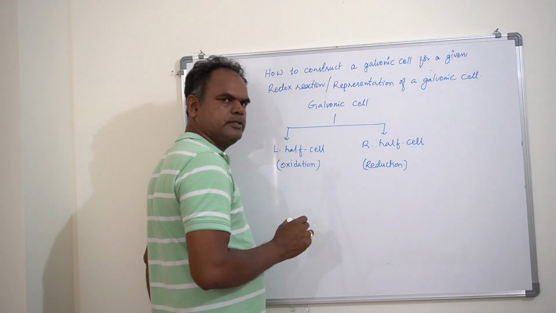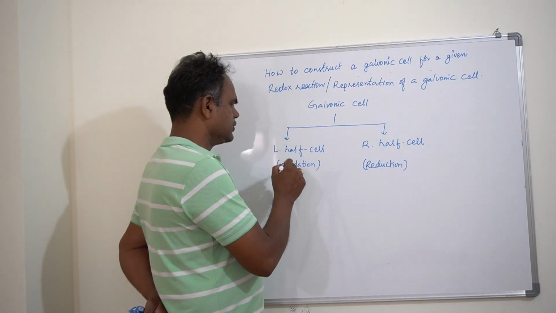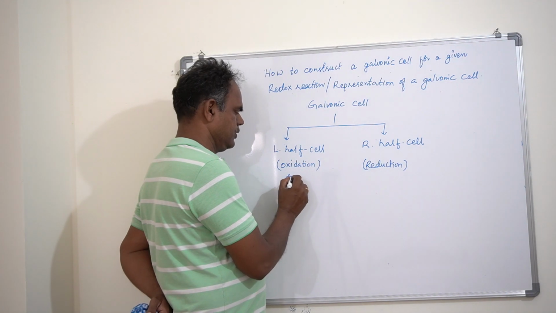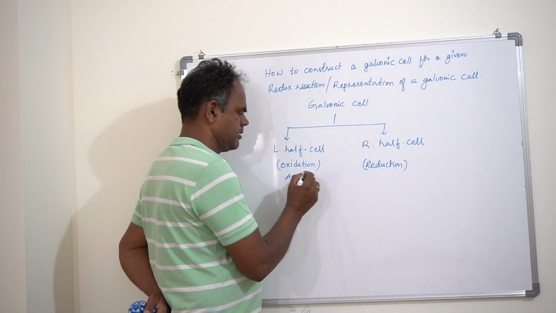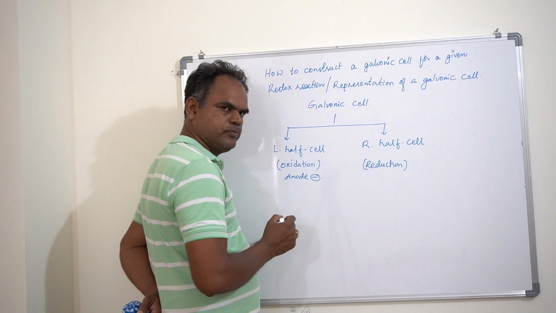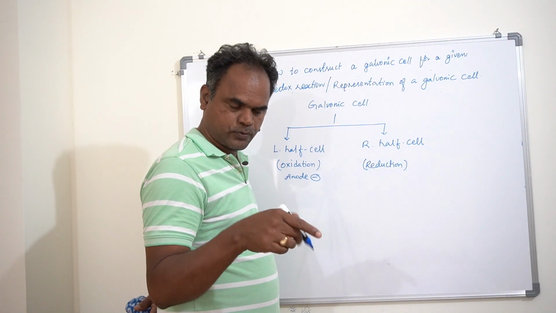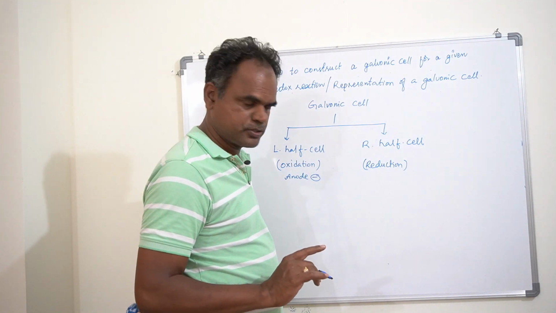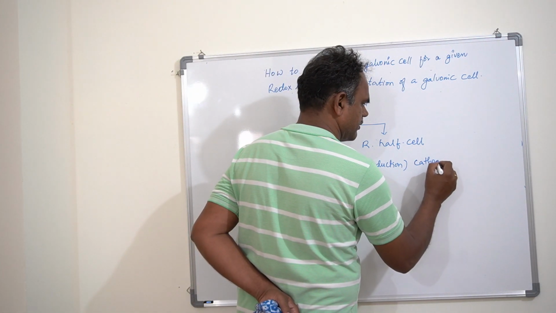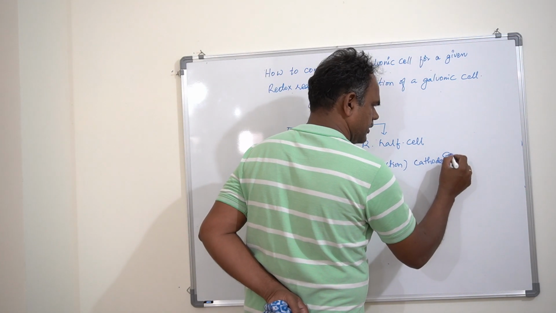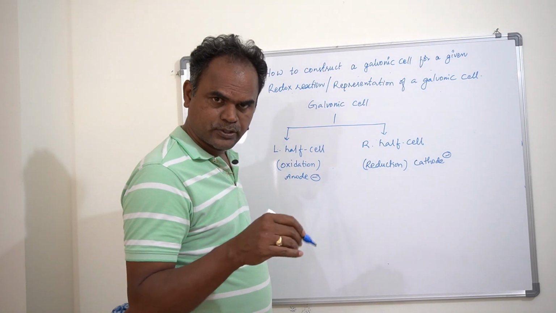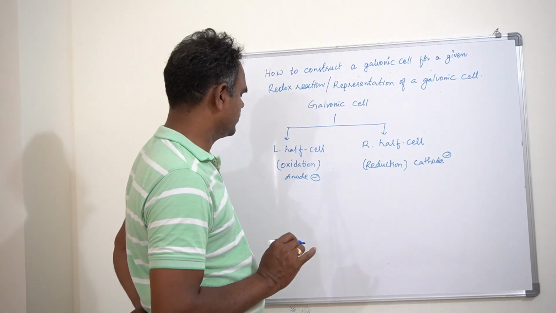The electrode taken in the left half cell is called the anode, whose sign convention is negative for the electrochemical cell. Of course, in an electrolytic cell it is positive. And in the case of the cathode, the sign convention is positive, and in the case of an electrolytic cell it is negative.